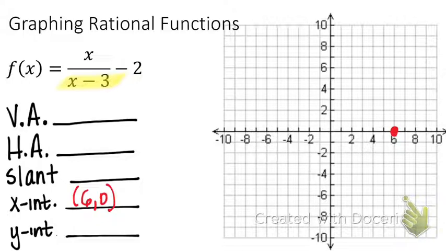So if you take the x minus 3 and set that equal to 0, you should get x equals positive 3. Go ahead and draw that in. I usually just make a dashed line. And this is just my reminder that this is the line that the graph cannot go through.